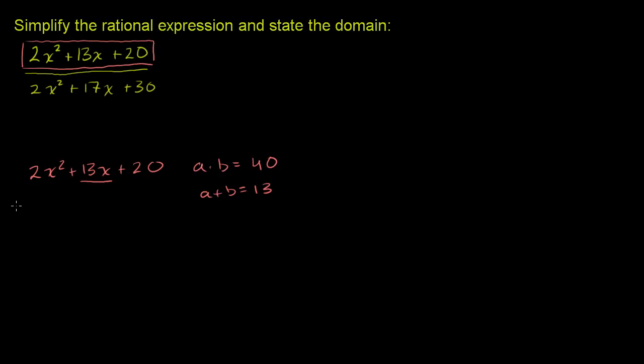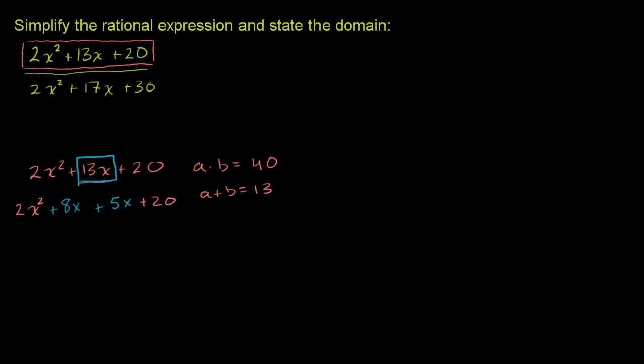And so we can rewrite this as 2x squared. And then we'll break up the 13x into, and I'm going to write the 8x first, 8x plus 5x. And the reason why I wrote the 8x first is because the 8 shares common factors with the 2. So maybe we can factor out a 2x here. It'll simplify a little bit. 5 shares factors with the 20. So let's see where this goes. And then we finally have a plus 20 here.